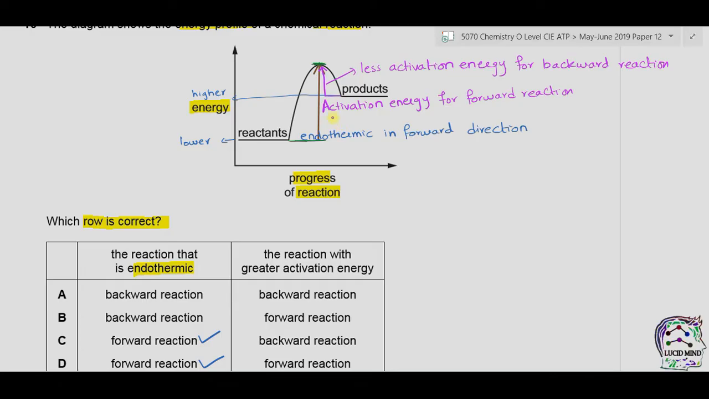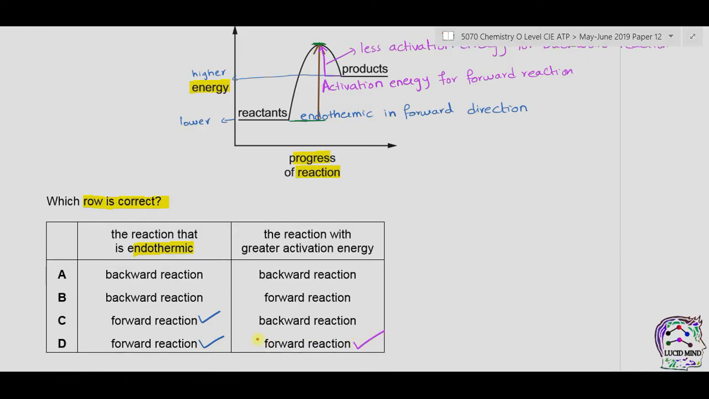So now we can see that more energy is required in the forward direction. So therefore activation energy is higher in forward reaction. The answer is therefore D.